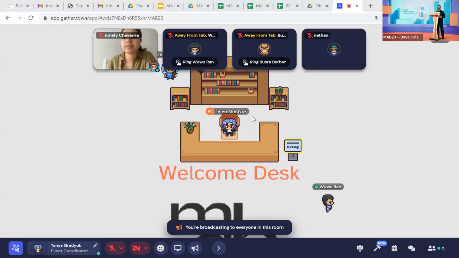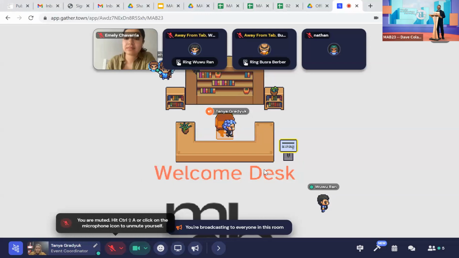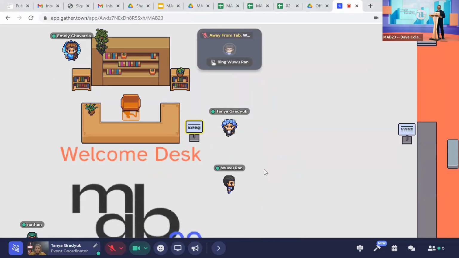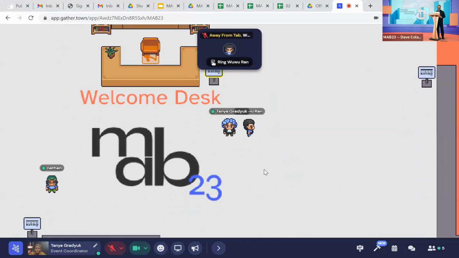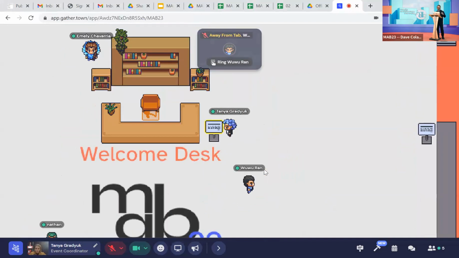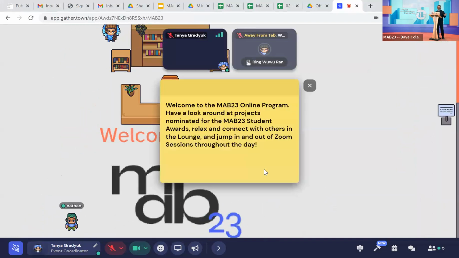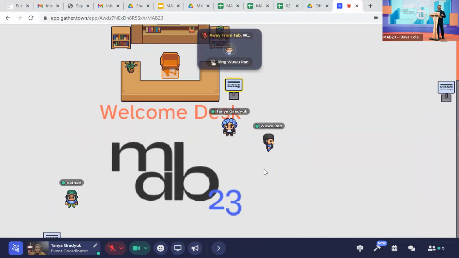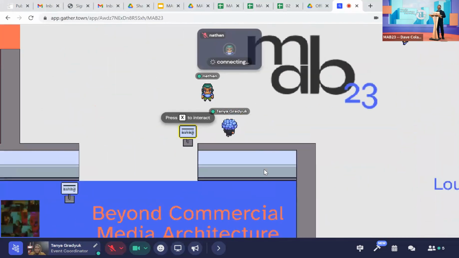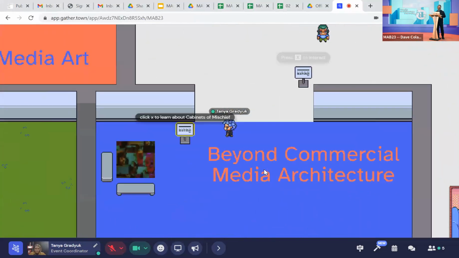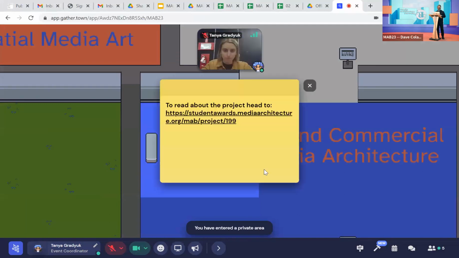So there she is in our Gather space. We've got volunteers there to help you out. There's little guides around to tell you what to do in the different spaces. There's different rooms for each of the categories, and all of the nominees are in those rooms, all of the nominees' projects. And you might even find some of the nominees and winners themselves hanging out there in a bit.